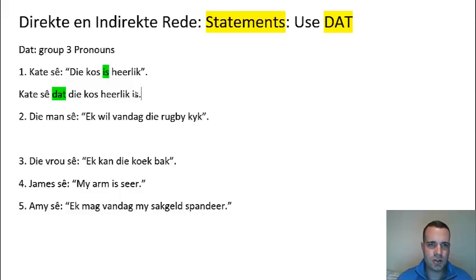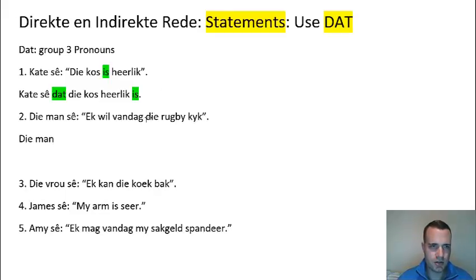And always when you're moving a verb to the end, just have a look at what's going on at the end of the sentence. There's nothing stopping the "is" from going to the end. It's a turbo verb in any case, so it can jump other verbs as well. Alright, let's look at our second example. Die man sê, "ek wil vandag die rugby kyk." The man says that he wants to watch the rugby today.